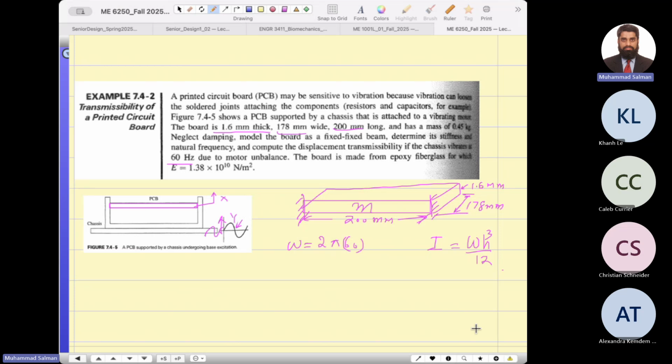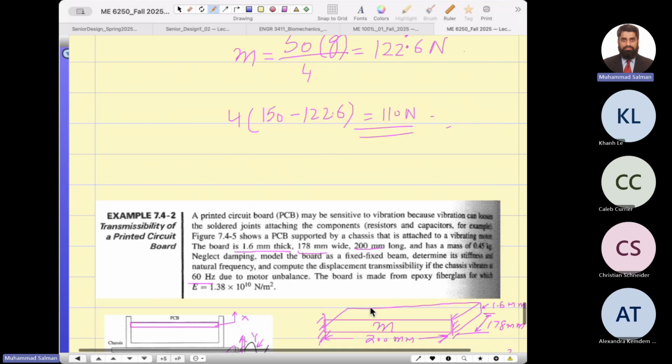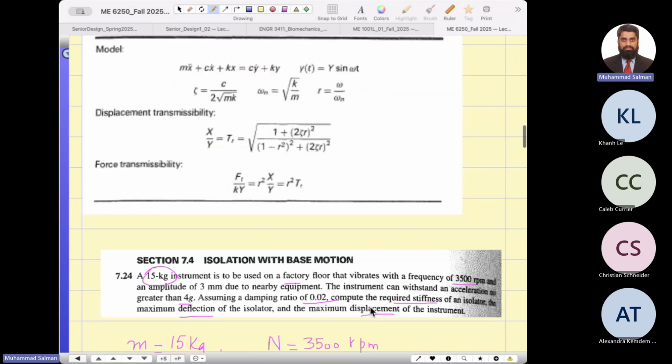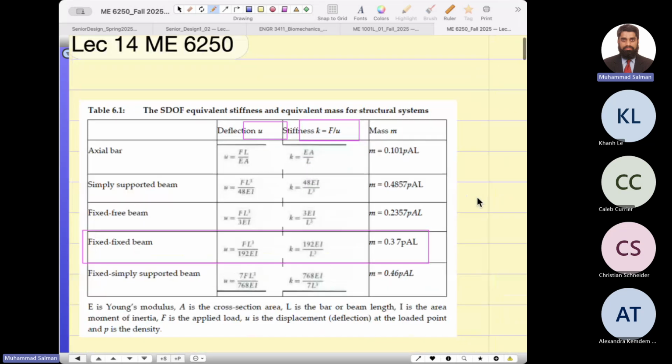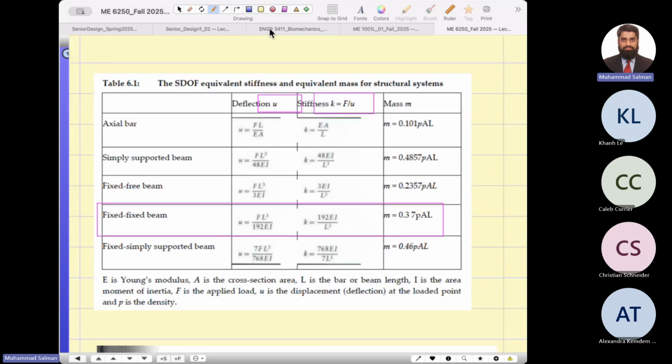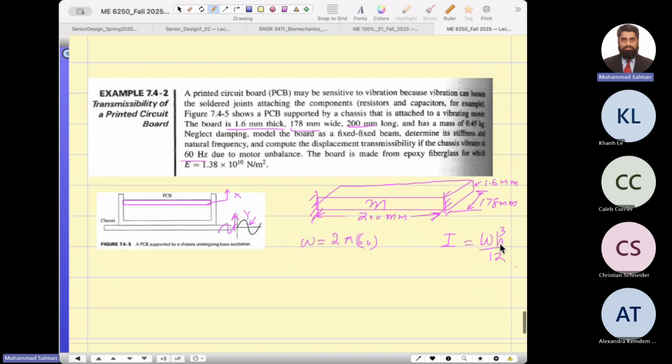over 12. And if I go back to the beginning of the lecture, we have to find out the stiffness. Okay, stiffness of the fixed beam, it is this formula, and effective mass is about 0.37 of the rho AL. Rho AL is nothing but the mass. You can also assume this is 0.5 of the mass, which is the effective mass of the fixed beam.